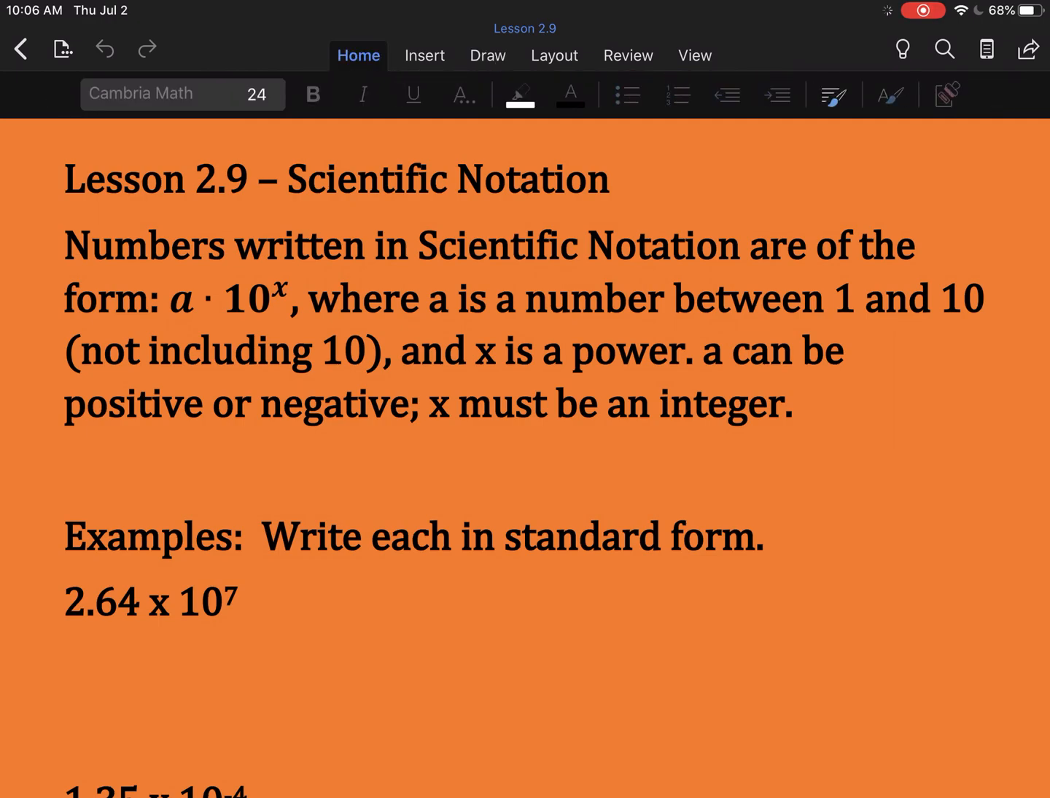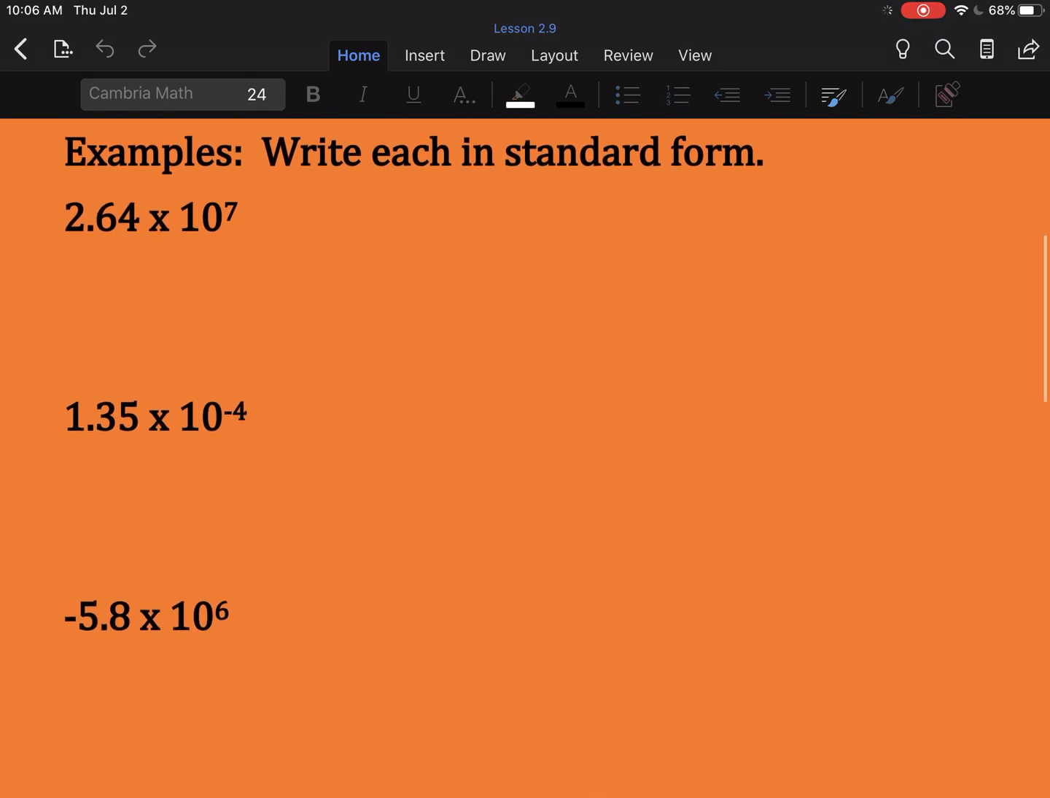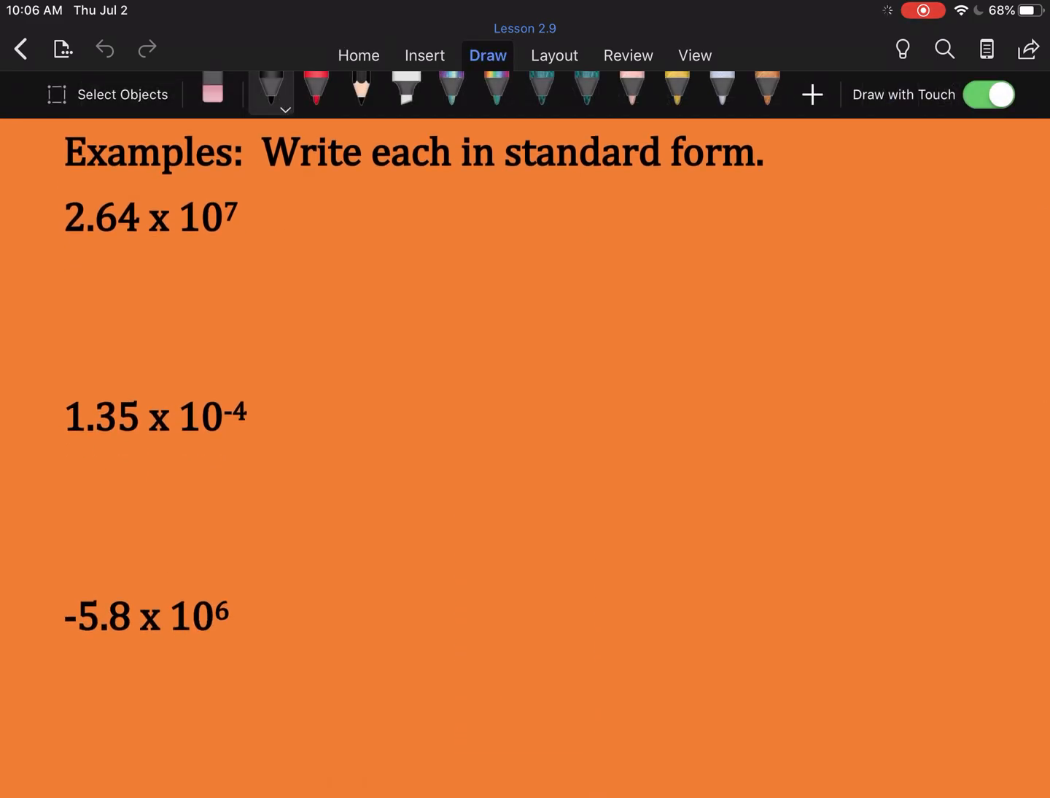So what we're going to do with scientific notation is convert between scientific notation and standard form. First up is converting from scientific notation to standard form. 2.64 times 10 to the 7th. There's a very simple trick for this.